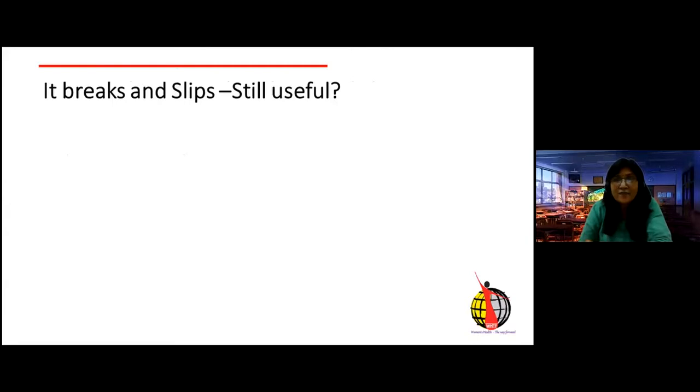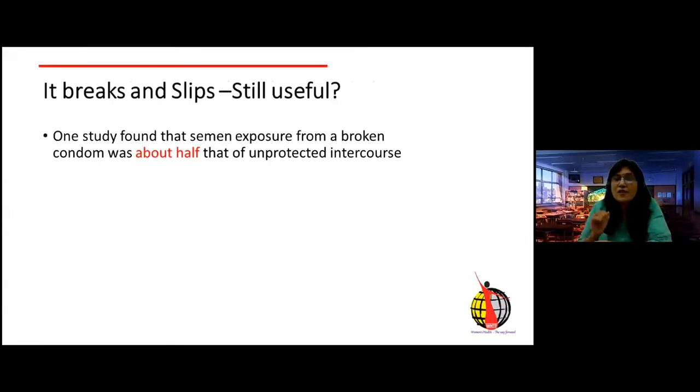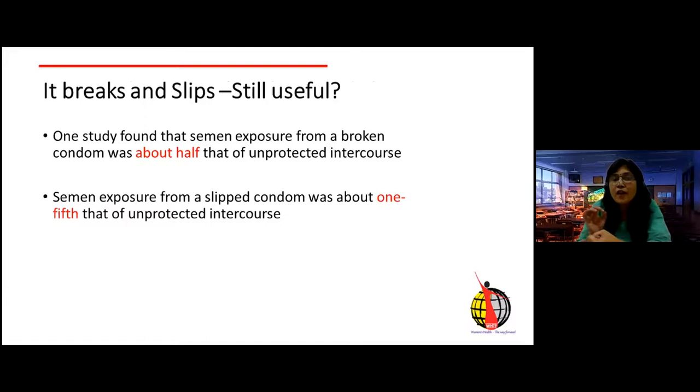What do you think? To answer that question, one study found that semen exposure from a broken condom was about half that of unprotected intercourse, and one-fifth of unprotected intercourse in case of a slipped condom. That means even if there is slippage or breakage, the user will still have about a 50% benefit, so 50% fewer chances of pregnancy. So this is a very tricky question which can be put to you.